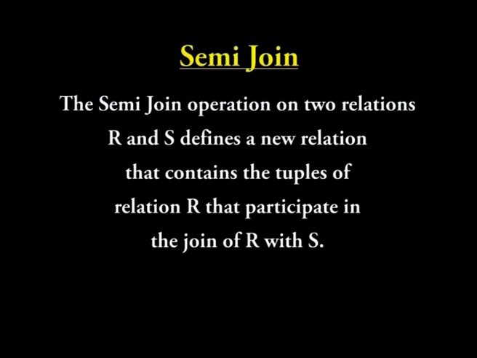Now, we come to the last category of join operator, that is the semi join. The semi join operation on two relations R and S defines a new relation that contains the tuples of relation R that participate in the join of R with S. Hence, only the attributes of relation R are projected in the resultant relation.